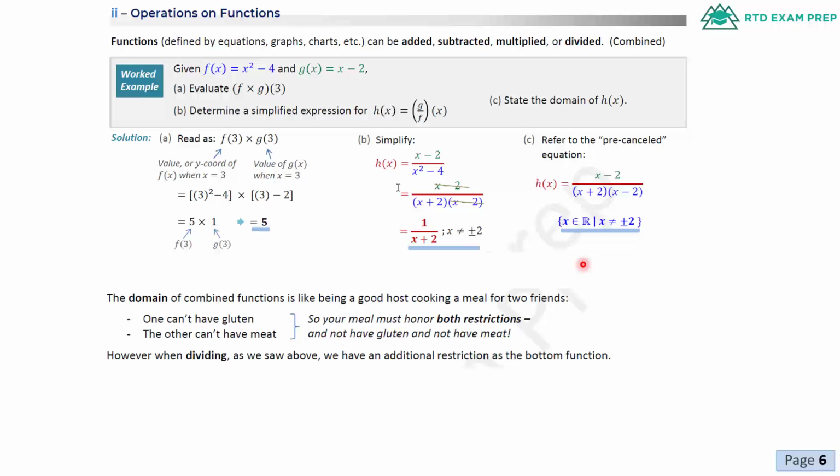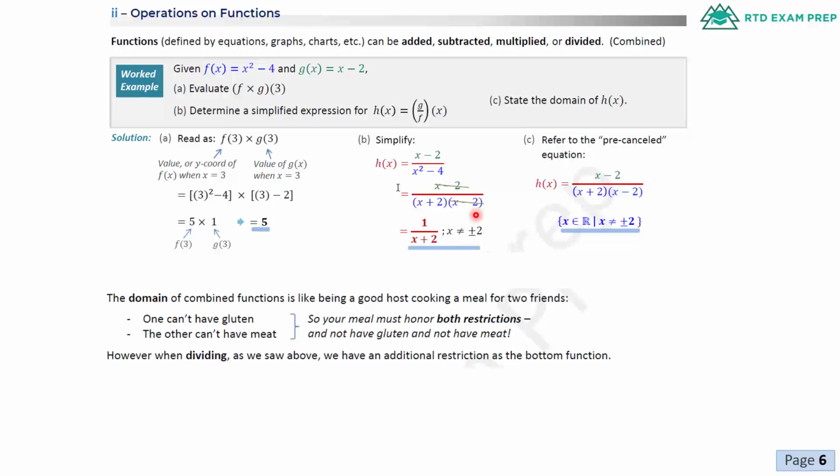Getting back to this question, part B asks us to determine a simplified expression for h of x, which is the division of g of x by f of x. So here, I'll write g of x over f of x, and then I'll factor f of x as a difference of squares. Notice, as I cancel out that common factor, I put a 1 in the numerator, and I note the non-permissible values, including the canceled out bracket. That's really important. You have to include that one. This will serve as our simplified expression for part B.